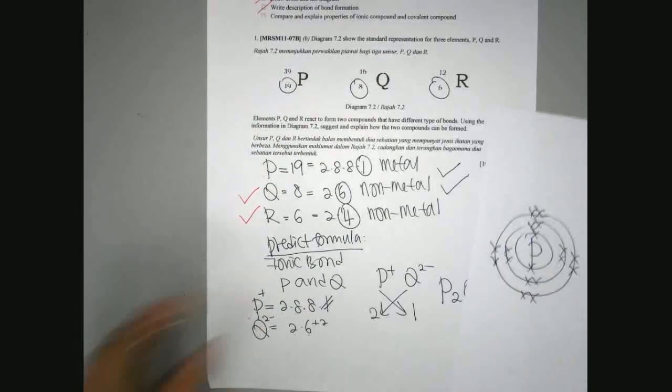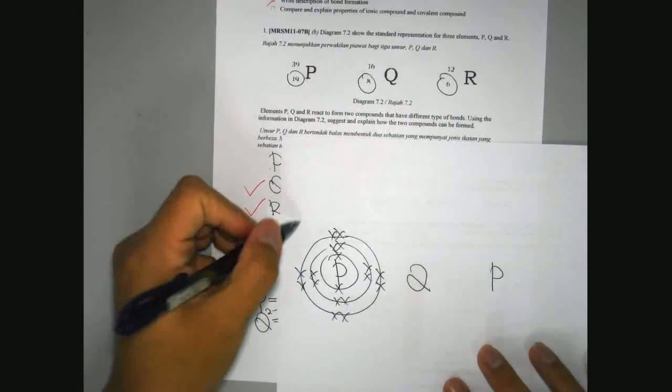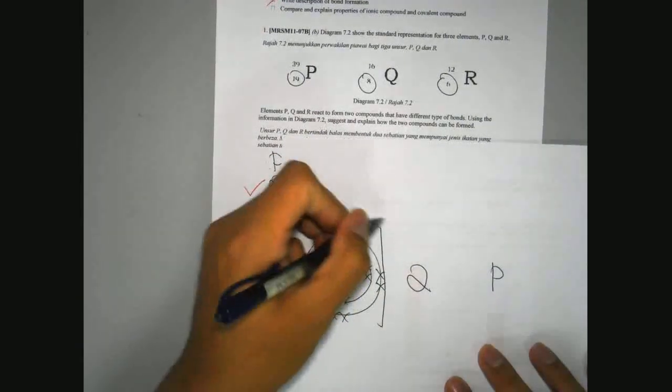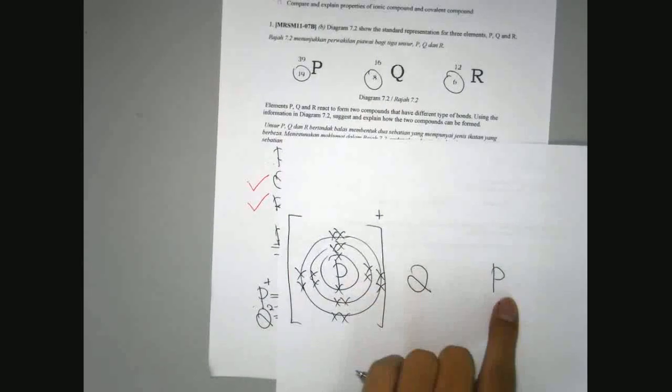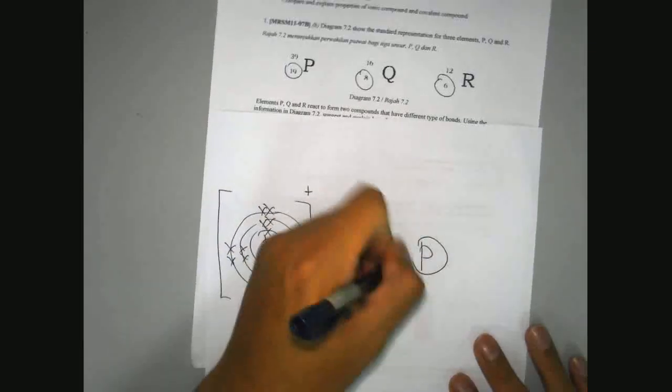Do remember that P has a positive charge. So when you have a charge, you have to draw a square bracket and put the charge on. So we have 2P here. For this P, we draw exactly the same diagram as this. So we just draw the P here.